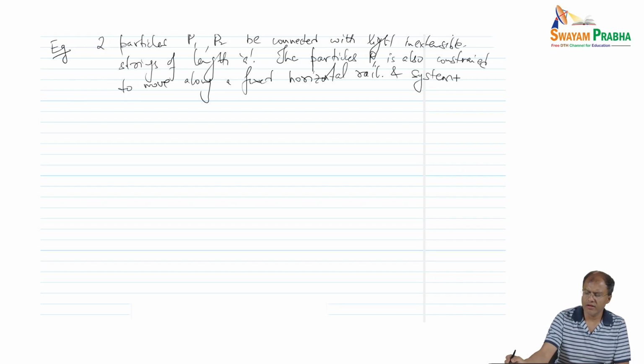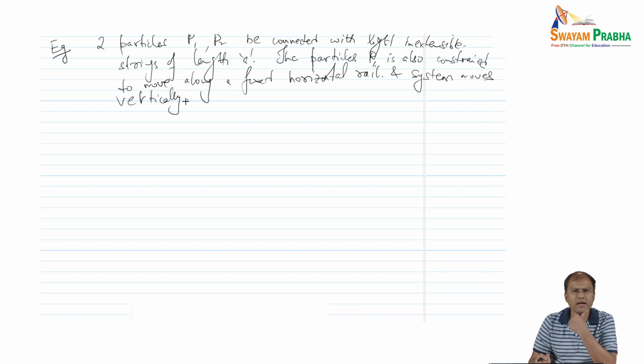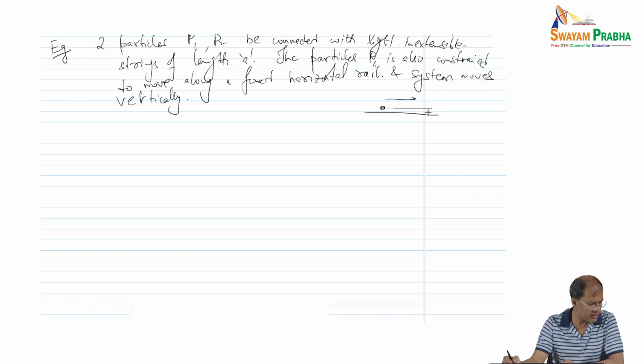So the problem says we have to draw the velocity diagram, and of course identify the generalized coordinates. The setup is we have one particle which is allowed to slide horizontally, and it is connected to another particle P2. So P1 and P2, and the whole setup is allowed to move vertically.